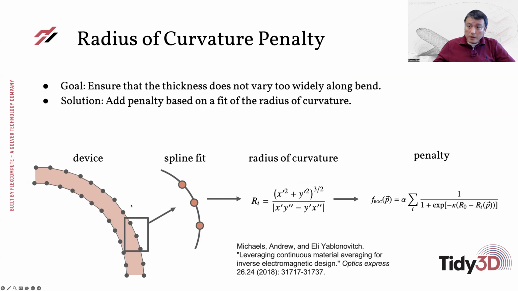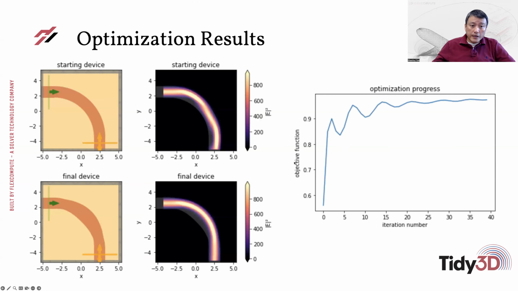Also, in fabrication, you quite often do not want to have too sharp of a bend. And so one can also impose a radius of curvature penalty with a penalty function that looks like this. As we vary the boundary of the inner and outer edge of this waveguide, the local radius of curvature will change. What this penalty ensures is that the radius of curvature does not fall below a threshold indicated by R0. When the radius of curvature is significantly too small, this penalty function will start to kick in. So with that, here is the visualization of the optimization process.